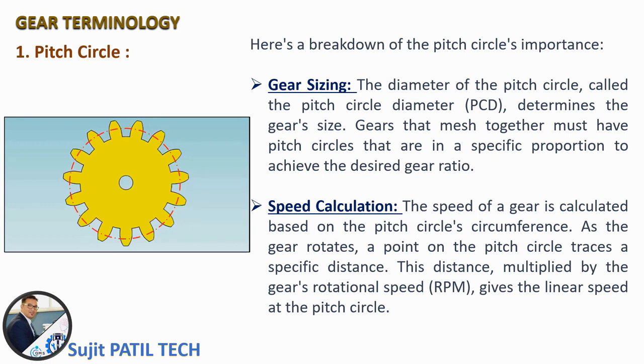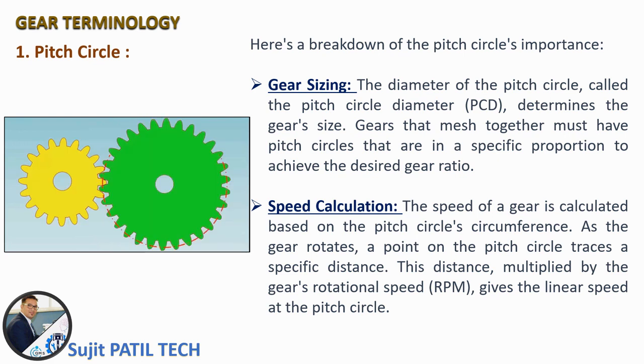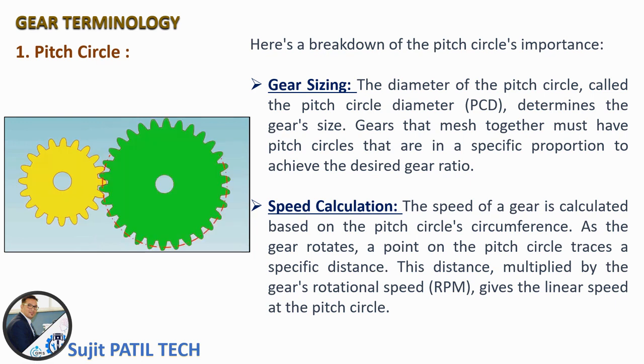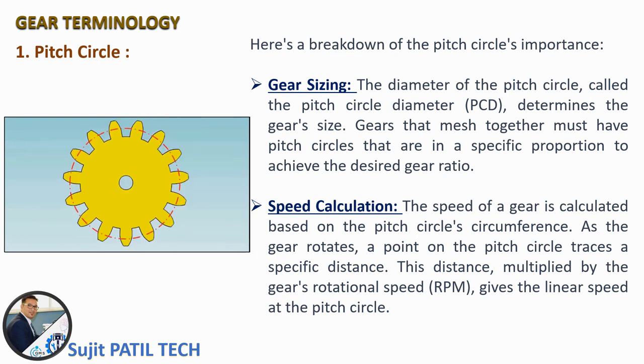Speed calculation. The speed of a gear is calculated based on the pitch circle's circumference. As the gear rotates, a point on the pitch circle traces a specific distance. This distance, multiplied by the gear's rotational speed, RPM, gives the linear speed at the pitch circle.